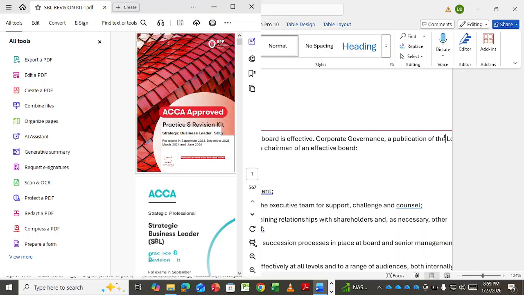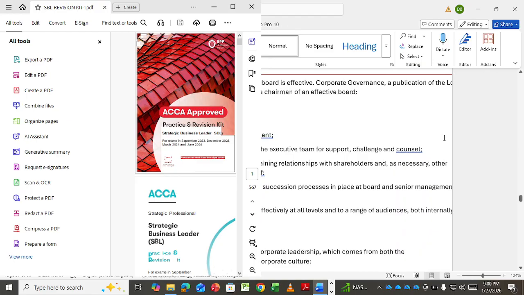other stakeholders, customers, suppliers, staff. Also, the chairman should ensure that the company has an appropriate succession process in place at board and senior management level. They should be skilled in communicating clearly and effectively at all levels, and to a range of audiences, both internally and externally.